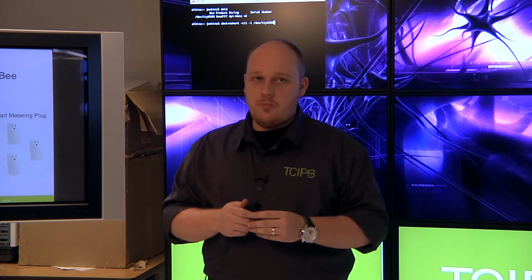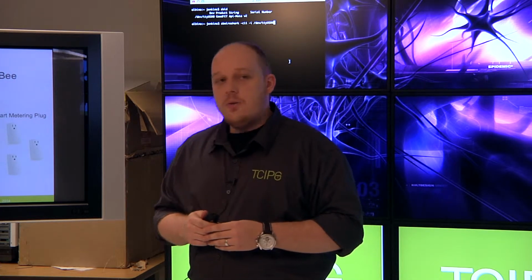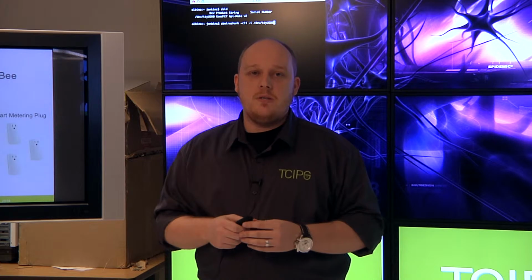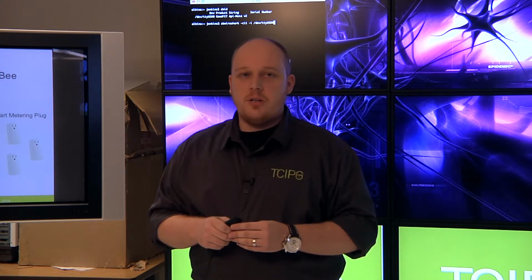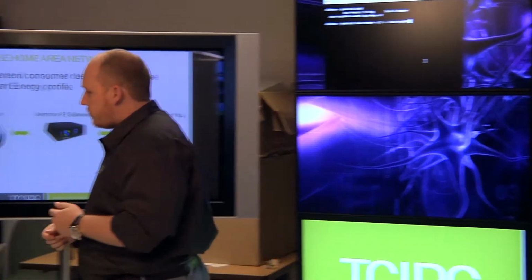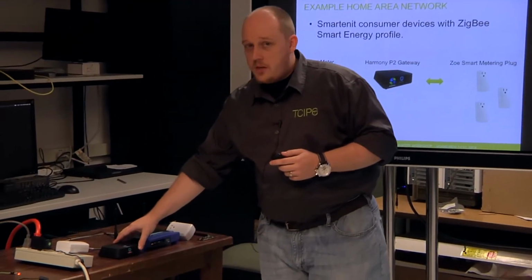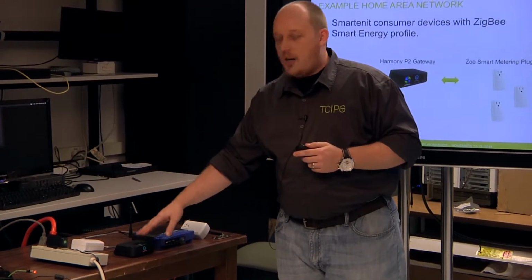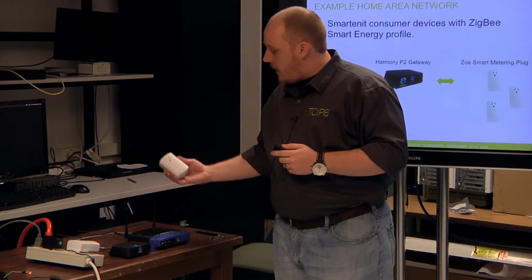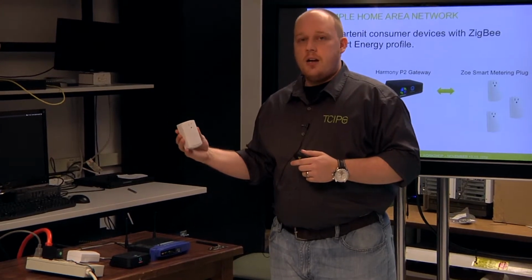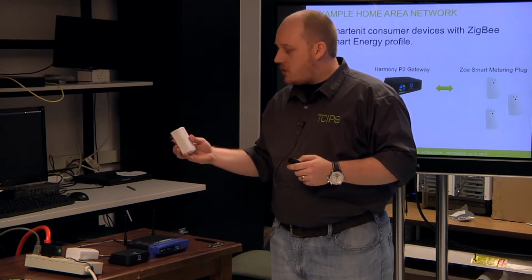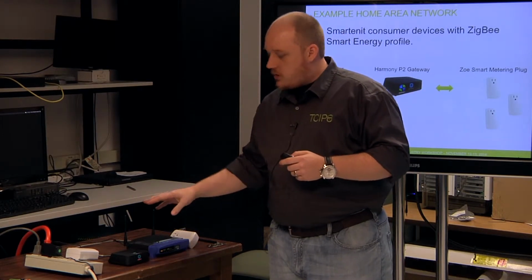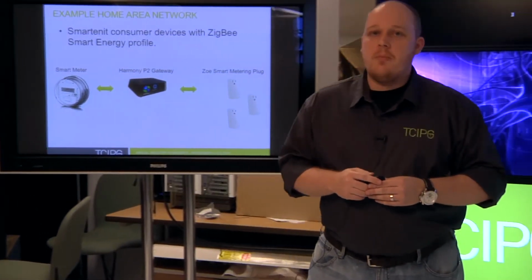An example home area network I have set up for you is a Harmony P2 gateway talking to several Zoe smart metering plugs. If you come over here, we can see we have a gateway right here. This device would actually speak to your smart meter. And then we have a plug similar to this connected. This would be connected to a light or something of that nature. And the user could use this gateway to control the light, control the energy in their home in some automated fashion.